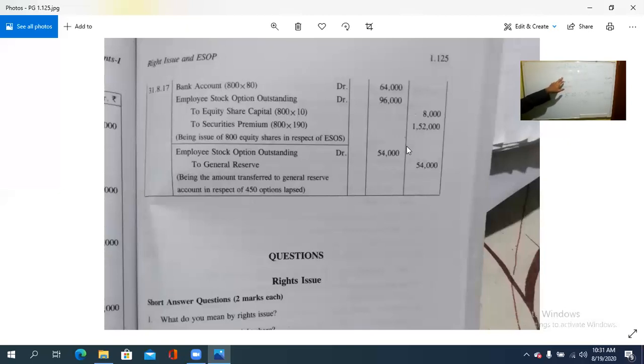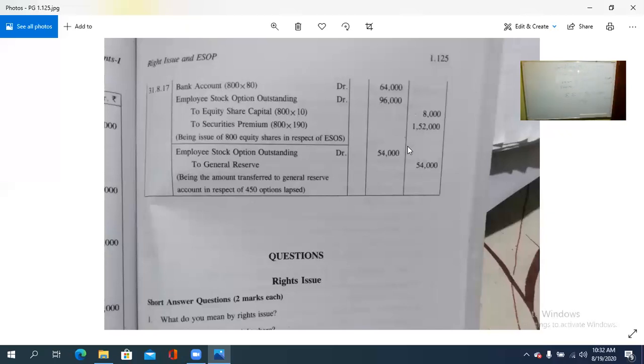Then employee stock option outstanding. After this entry is also passed, the remaining balance is written as ESOS outstanding 96,000 to share capital, to share premium. Isn't it? So 96,000. Then to share capital 800 into 10. It is 10 rupees each, which is mentioned in the question. So 800 into 10, 8,000, and to share premium 800 into 190, because 200 is the share price. 200 minus 10, 190, that is 1,52,000. In this way we are doing the value of stock option, employees stock option.